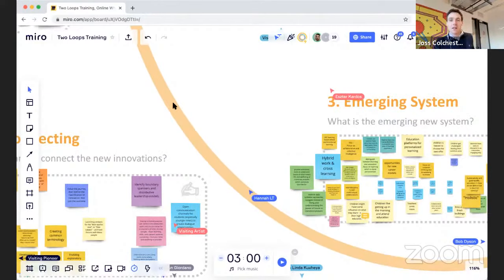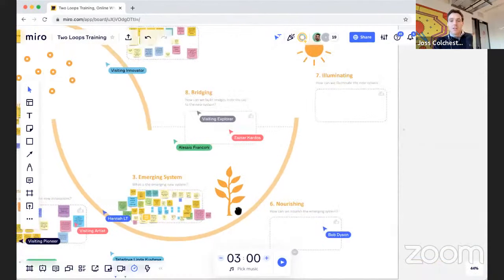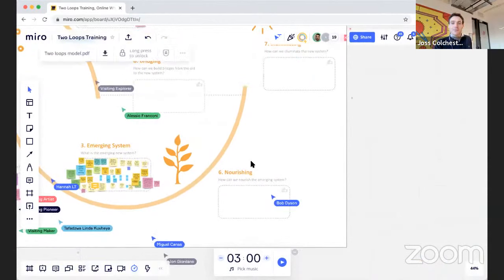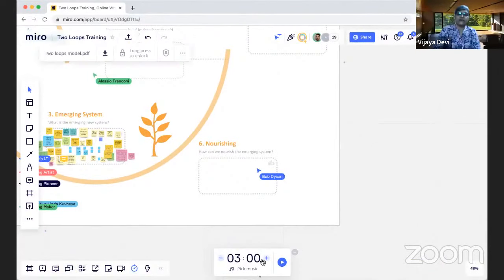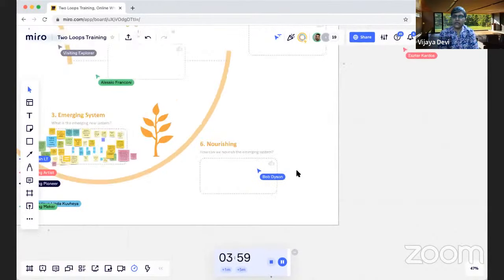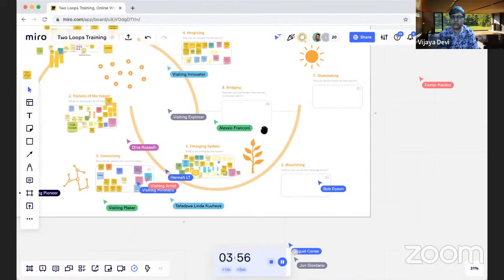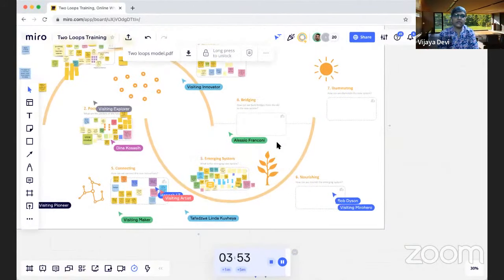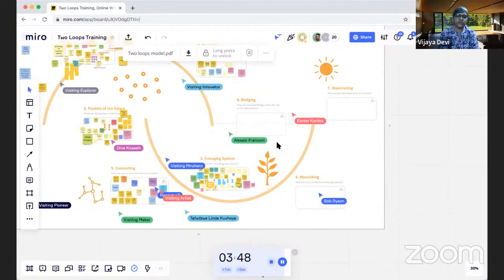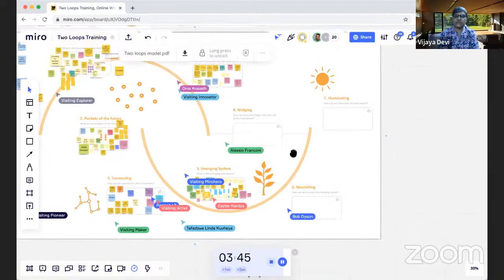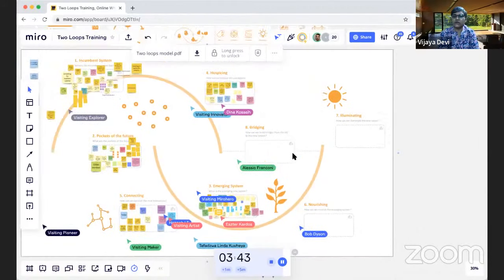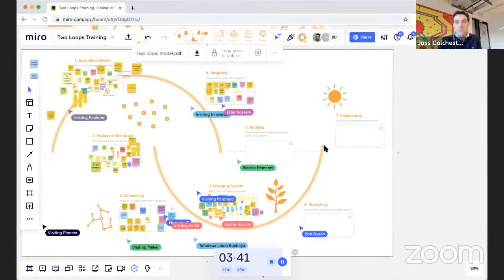Okay, great. So here, Nourishing. Over to you, Vijaya. Okay, so we have looked at pockets of innovations, and we have also talked about how do we connect them, because in the very beginning stages, these innovators would be isolated, and we have talked about how do we connect these innovators who are in different parts of these large systems. Let's look at now Nourishing.